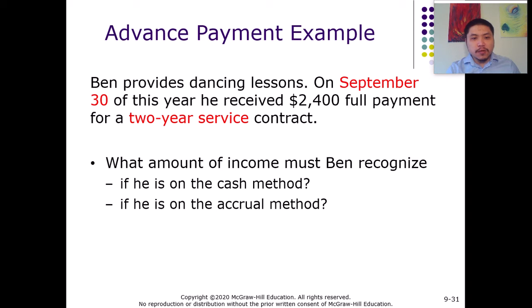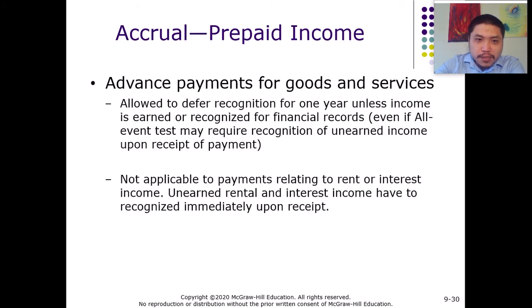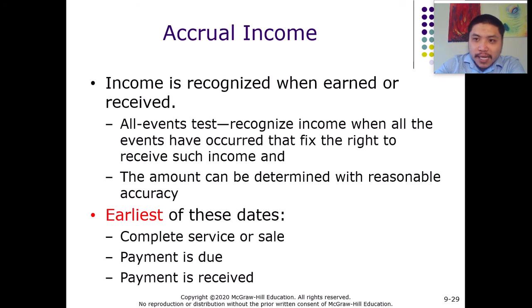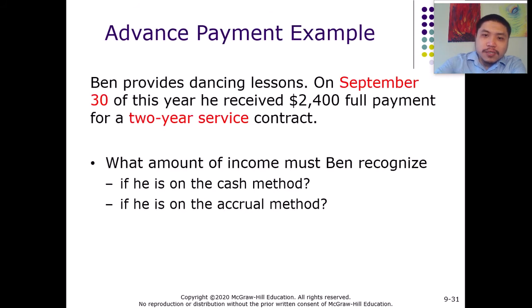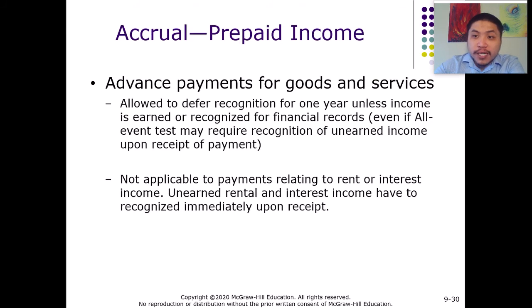All right. So obviously, under the cash method, Ben has to recognize income for the full amount of $2,400, because that's the amount that he received. So under the cash method, he can recognize that full amount right away. But under the accrual method, it's a different story. Under the accrual method and the all events test guideline, Ben may also need to recognize the $2,400. But since he has the option to choose, he can defer the income by 1 year.